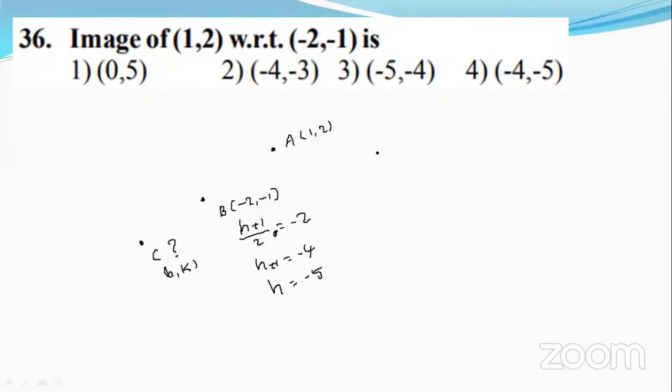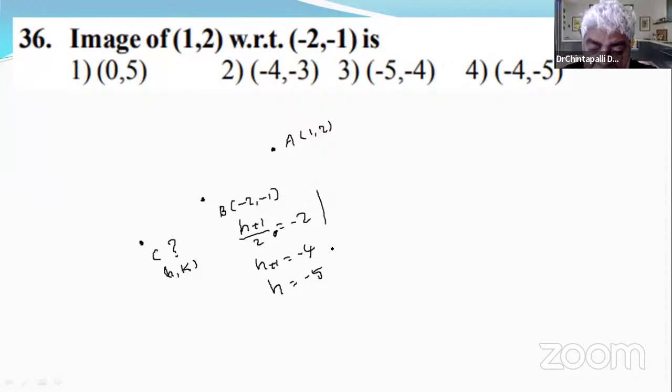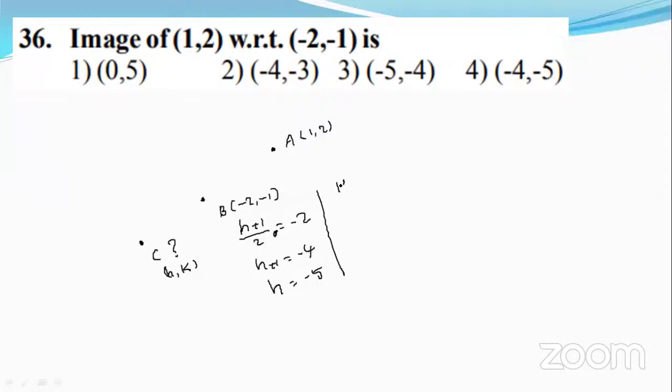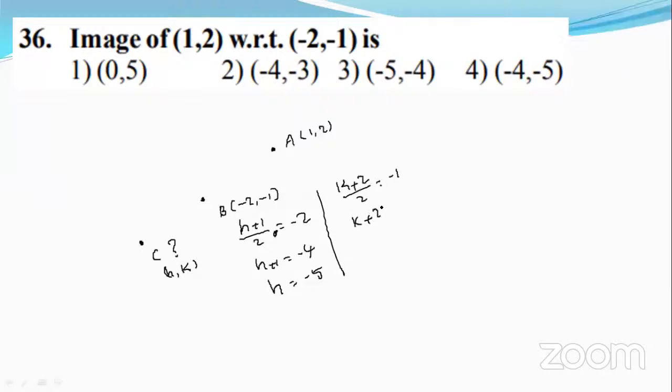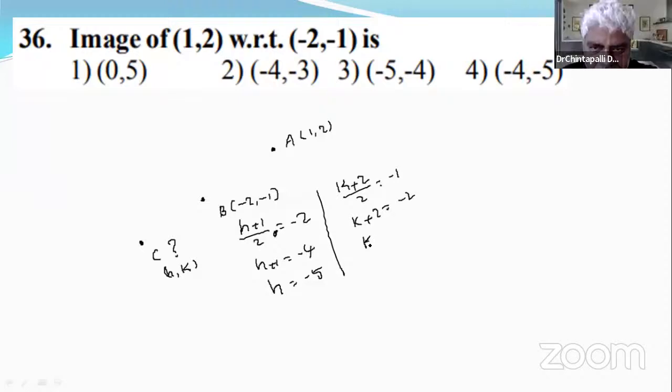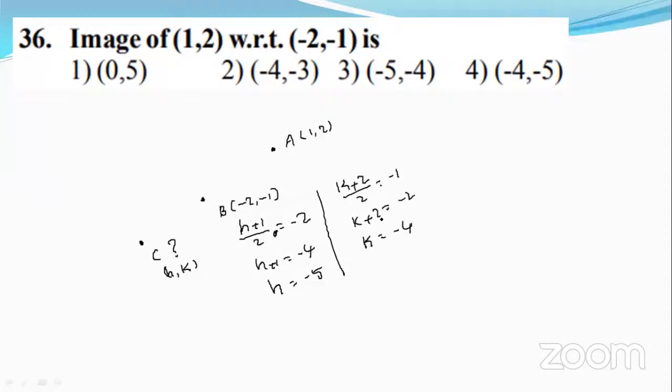Very good. For confirmation, let us calculate the remaining value also. (k plus 2) by 2 equals -1, so k plus 2 is equal to -2, and k equals -4. So option 3 is correct.